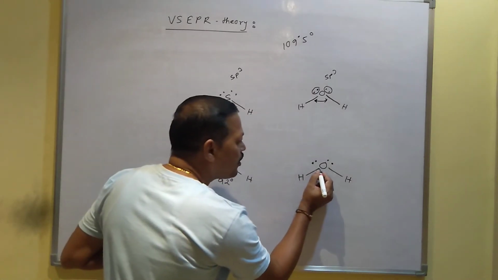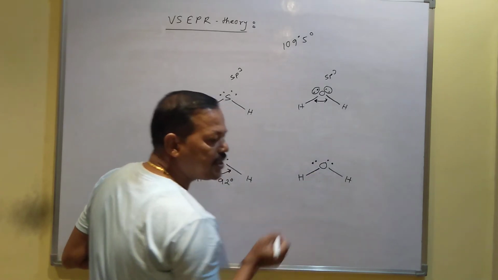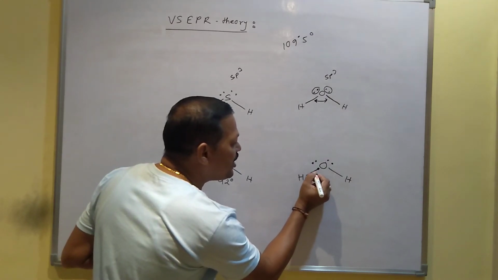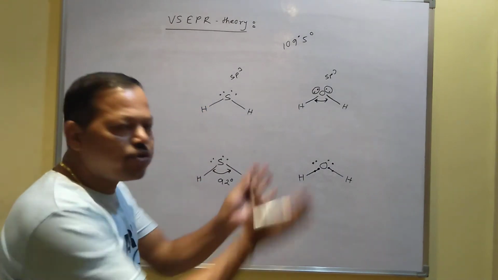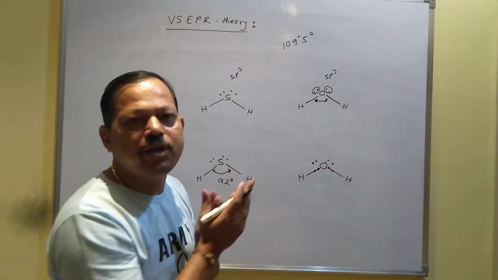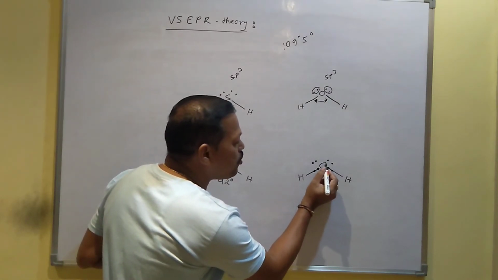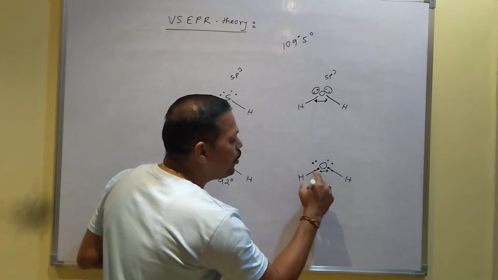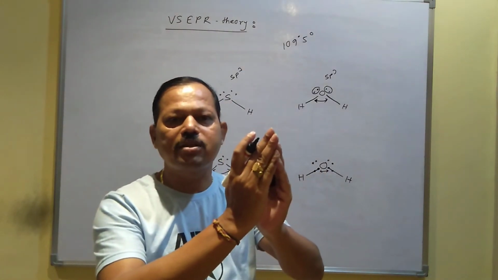So here these are the shared pair of electrons, here 2 electrons present, here 2 electrons present. Since oxygen is more electronegative, it will attract the shared pair of electrons towards itself. I mean the bonded electrons go towards oxygen due to electronegativity. So when the bonded electrons go towards oxygen, the bond pairs become closer. When the bond pairs become closer, then some bond pair repulsion takes place.